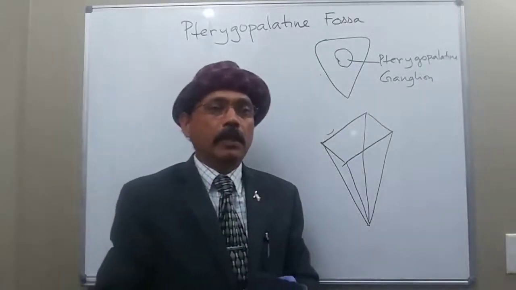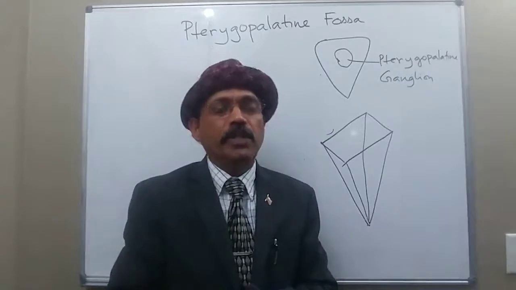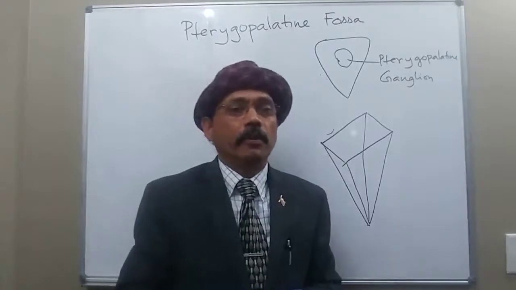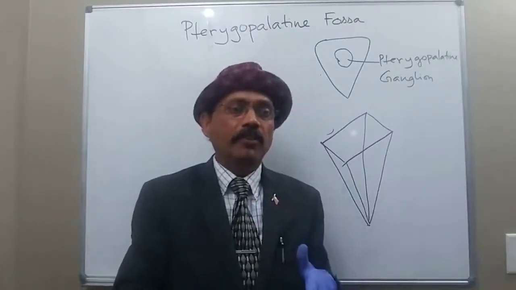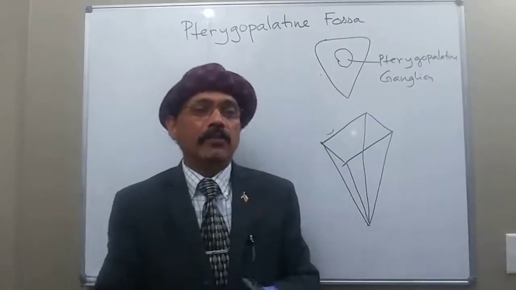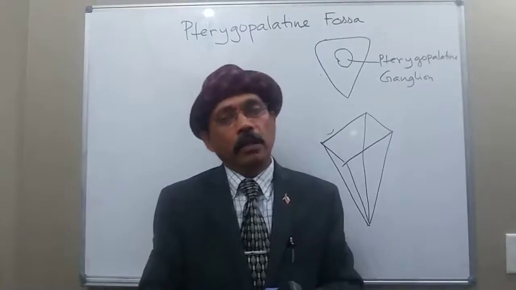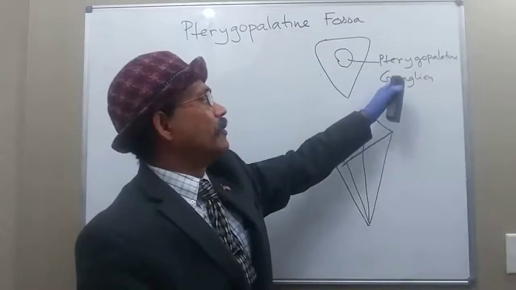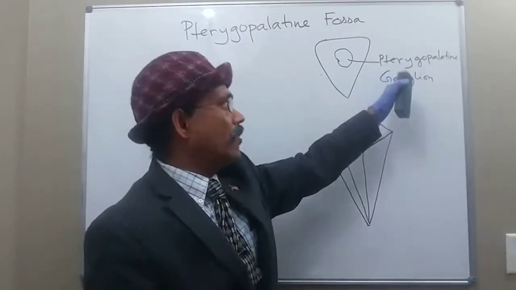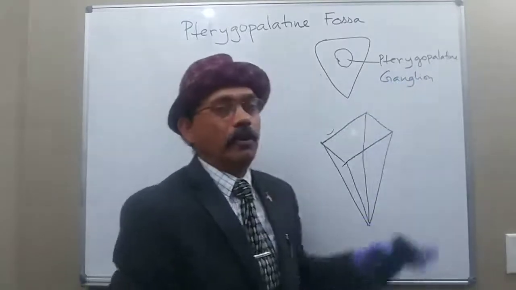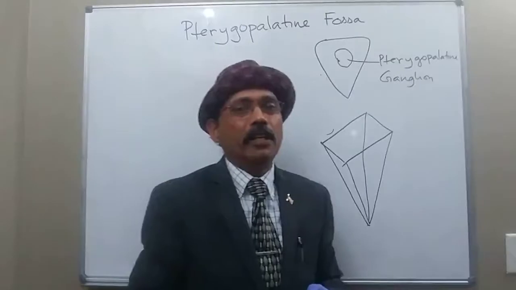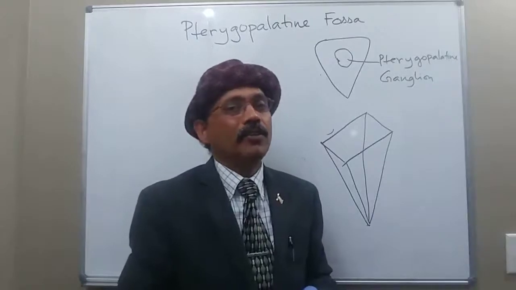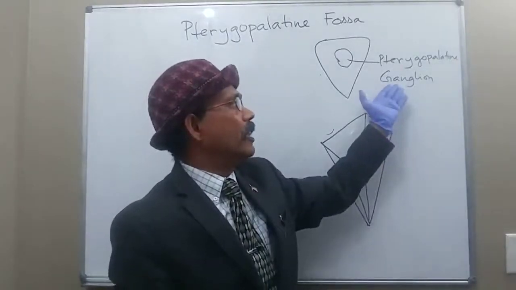The pterygopalatine ganglion is the largest parasympathetic peripheral ganglion. It provides the secretomotor function to the lacrimal gland, nasal glands, palatal glands, pharynx, and sinuses. It is an autonomic, parasympathetic ganglion, and one of the four parasympathetic ganglia of the head and neck region. The other three are the ciliary ganglion, otic ganglion, and submandibular ganglion, but this is the largest of all.